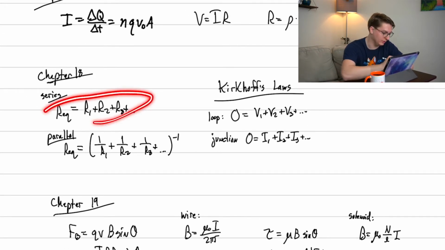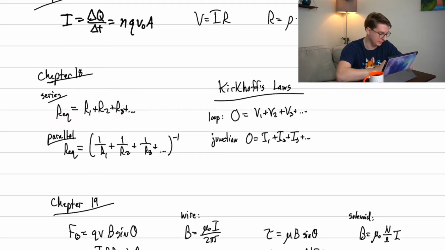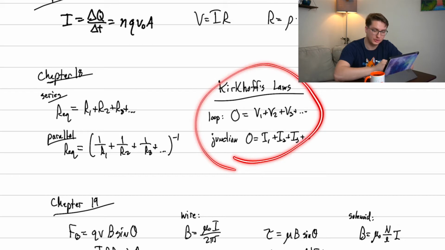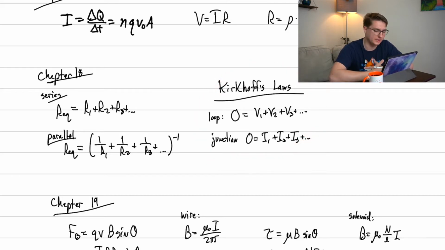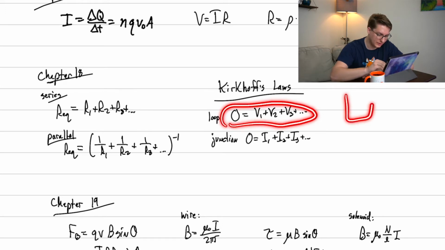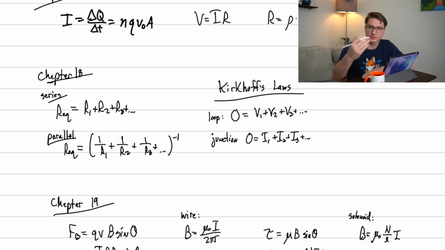Chapter 18, we kept going with this idea of direct current circuits. We learned how to combine resistors together, whether they're in series or in parallel. We learned about Kirchhoff's laws, which are some of the most fundamental things about direct current circuits. If we go in a loop in a circuit and add all the voltages together, they have to equal zero. So I didn't create or destroy any energy. It's the same amount of energy when I get back to the beginning.